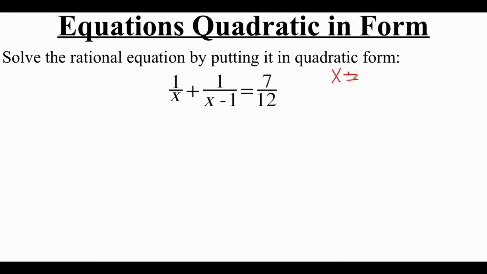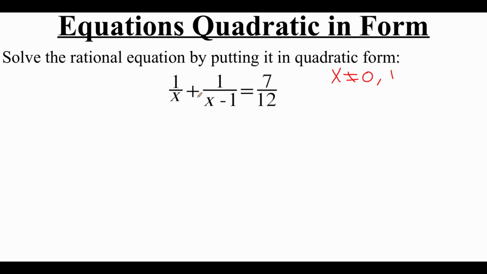So we don't want our x value to be 0. And as we take a look at our second fraction, the value that would give us 0 on the bottom would be if we plugged in an x value of 1. So we also don't want our x value to be 1. So as we're solving this equation, we're going to look out for those two x values just because if we do get those as an answer, we would need to exclude them.